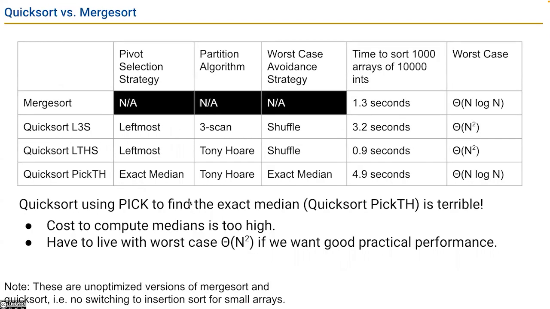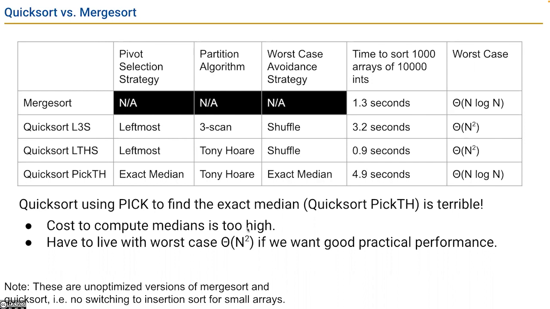All right. So what we got is three different quicksorts. We got the leftmost pivot, three-way shuffle approach. There's a version where we swapped out the partitioning scheme with something like Tony Hoare's and got 0.9 seconds. And then we had, let's use the exact median instead of the leftmost item, and that took 4.9 seconds. So the cost to compute medians is too high. We basically need to live with n squared as the worst case if we want practical performance. But the chance of this happening if you use randomness is very slow.